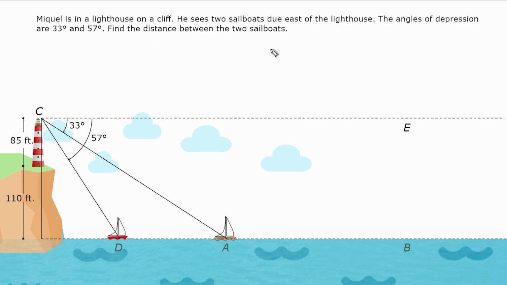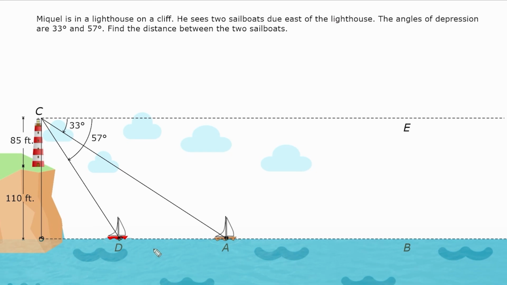So essentially what we're doing in this problem is trying to figure out the distance between point D and point A, or the distance of this line segment right here. So what we're going to do basically is first find the distance from this point all the way to this point. And then we're going to find the distance from this point to this point and then subtract those two values. Now, the reason for this is pretty simple.